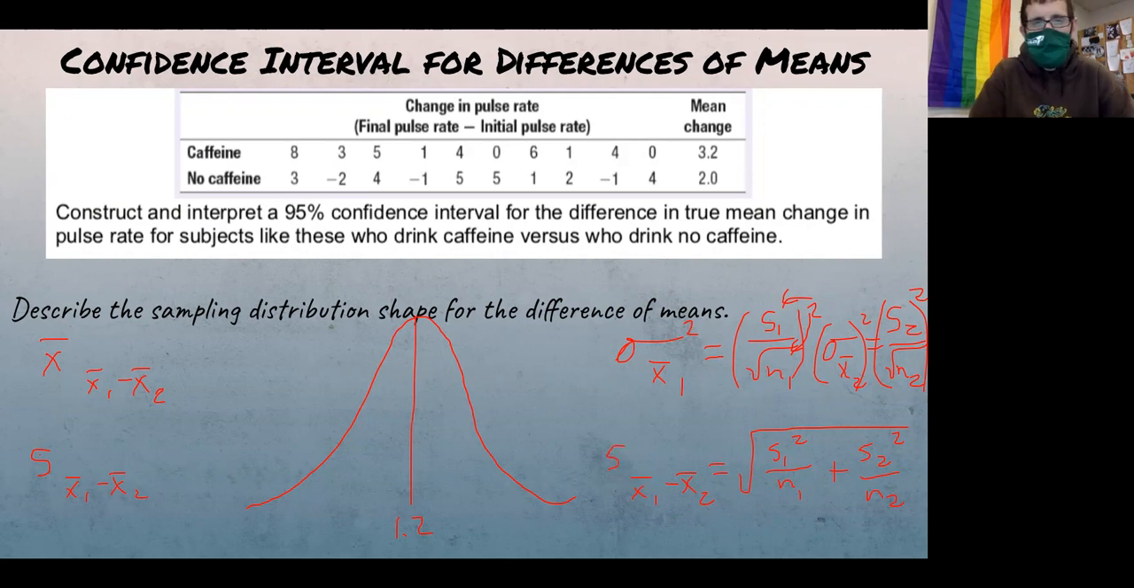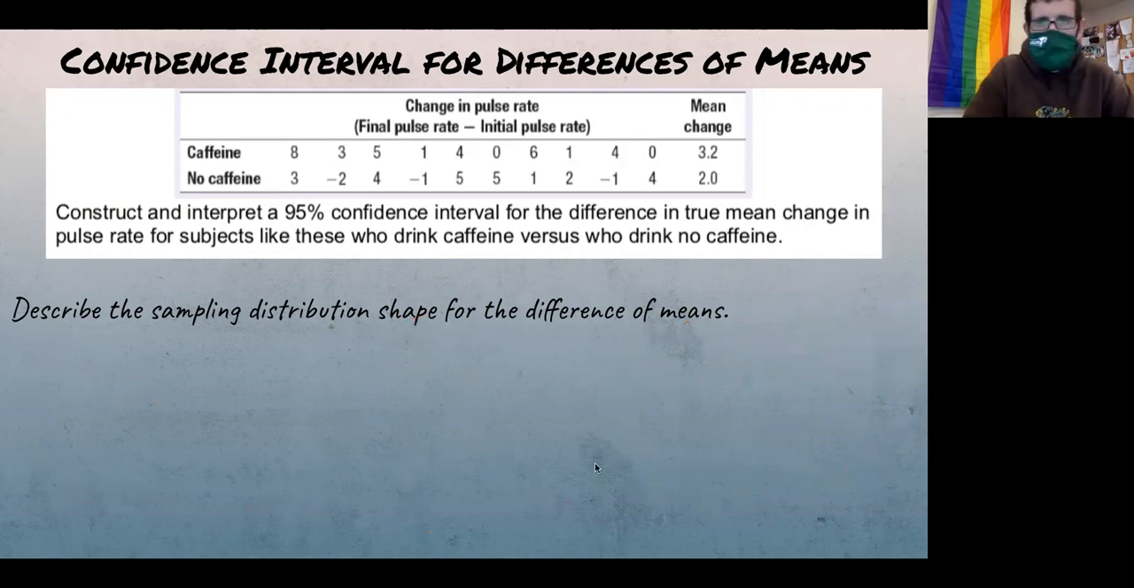So we're going to create another distribution shape. Let me clear all this, because that was all building up to the fact that we need to use that particular formula for our standard error.